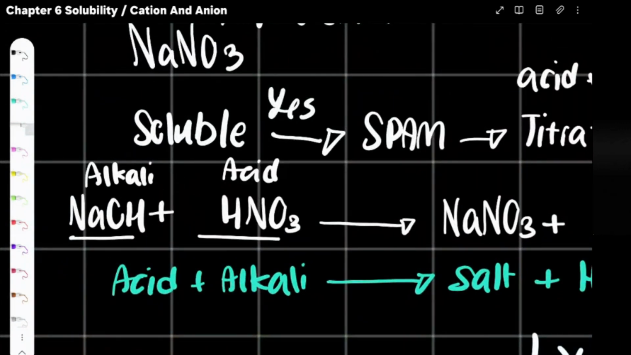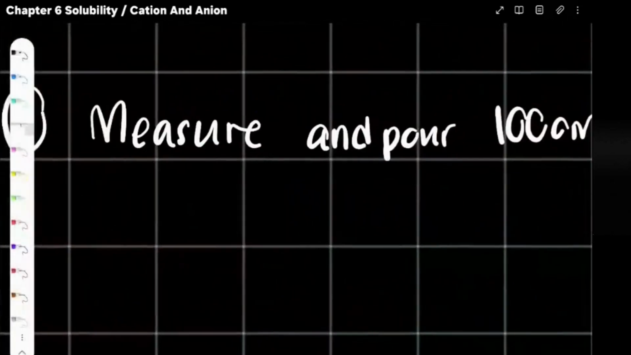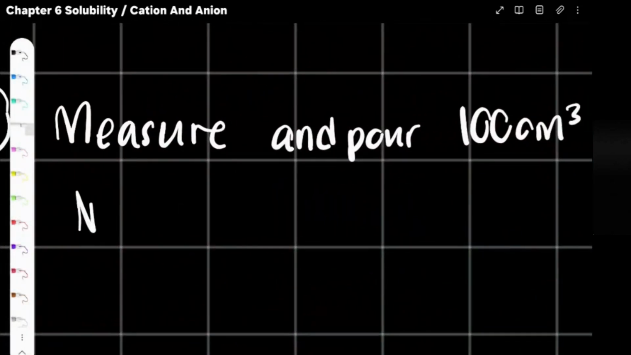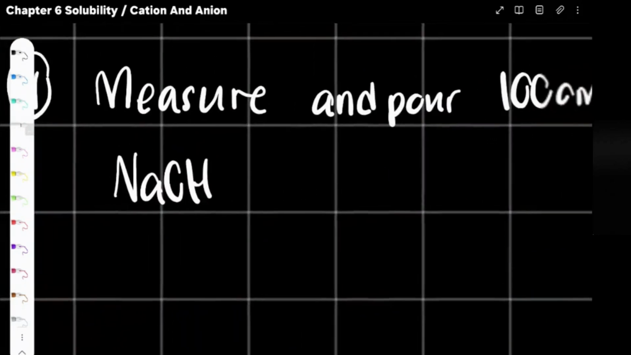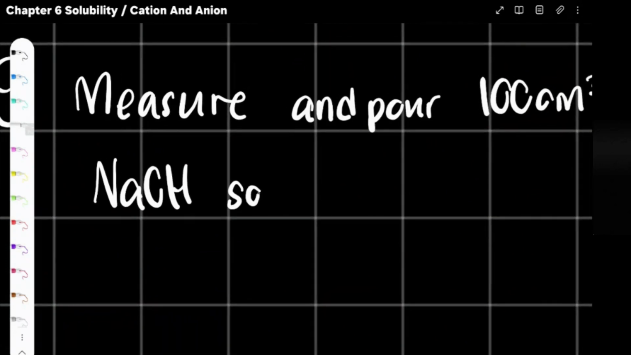You cannot write: measure and pour 100 cm3 of 0.1 mol dm-3 of NaOH and HNO3. You know, you have to do it two times. So you have to measure blah blah blah and then also measure blah blah blah. Okay, so sodium hydroxide. And you have to mention sodium hydroxide. I mean, you can do it like this, but it's not recommended. So I'm just going to do that one because I'm going to save time. NaOH solution.